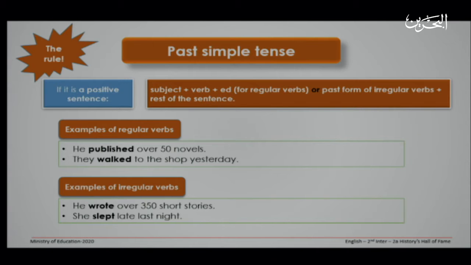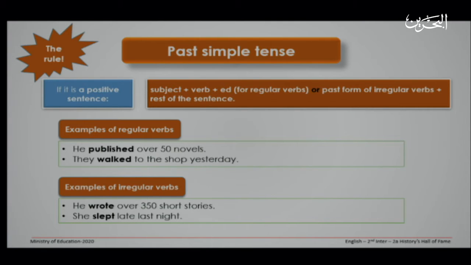Now, how do you form the past simple tense in the positive sentences? First, we have the subject plus the verb plus ed. The ed is only for regular verbs. Regular verbs are verbs that are followed by ed when they are formed in the past simple. You will notice that the same form is used in the past participle for present perfect and past perfect. If they both use ed, the past participle and the past form, then we have regular verbs.